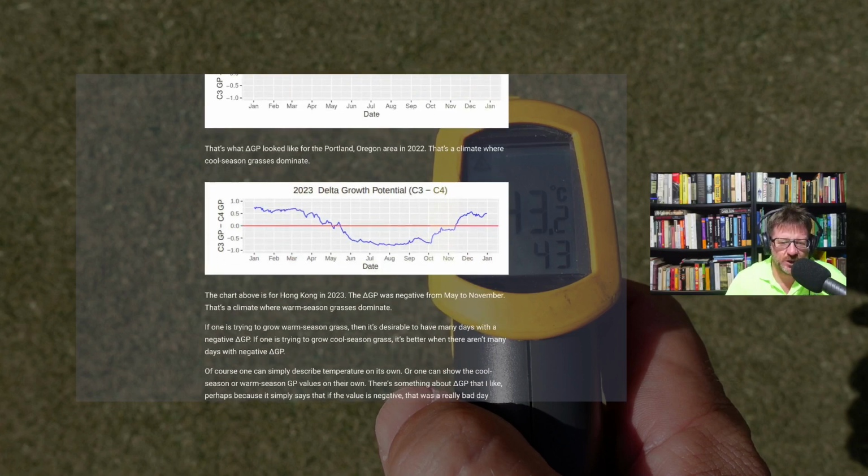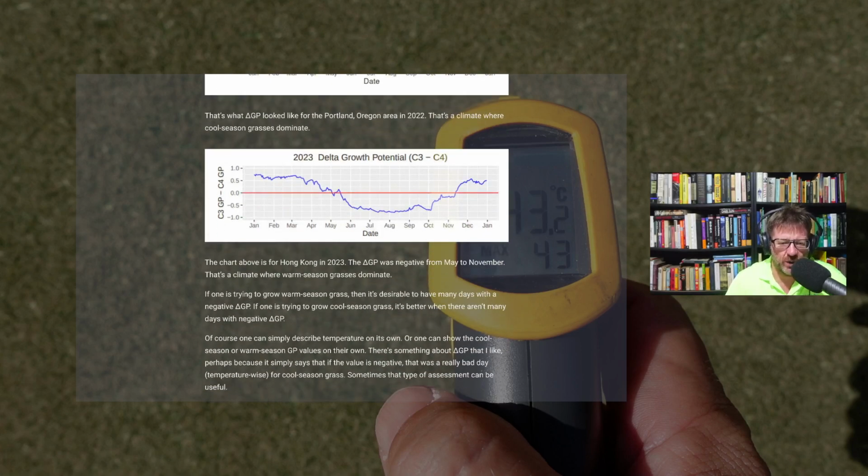And then the next chart I showed is for Hong Kong in 2023. And in Hong Kong in 2023, the delta GP went negative in May, and it almost went negative in a hot spell in mid-April, but it went negative below zero starting in May, and it did not rise above zero until the middle of November. That was in 2023.